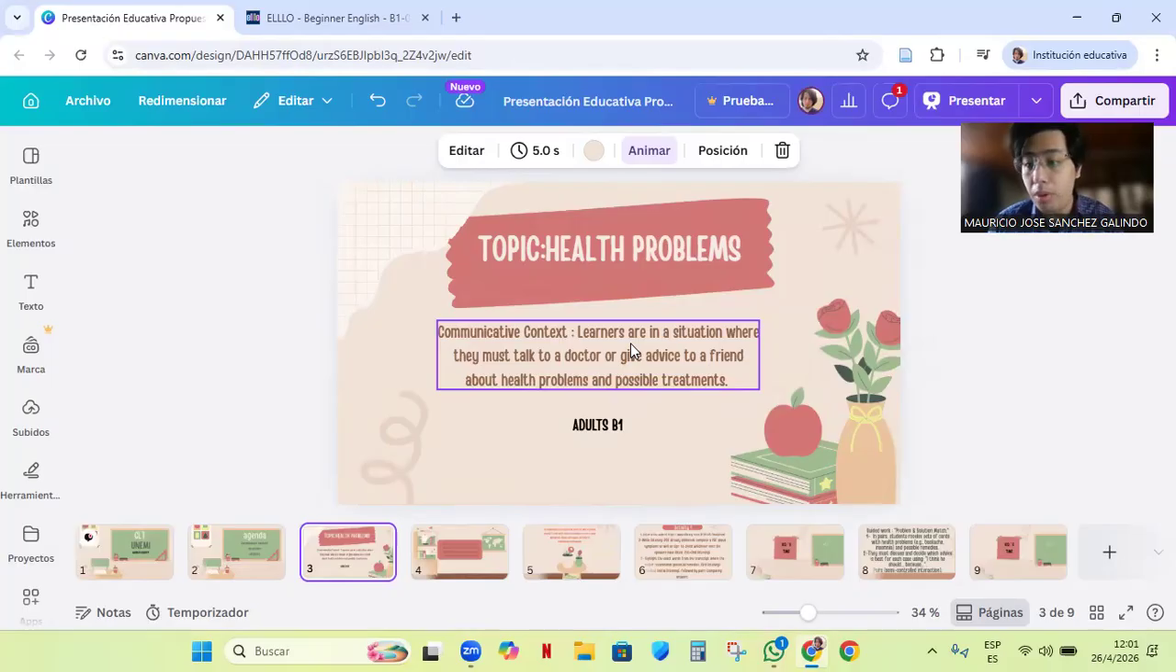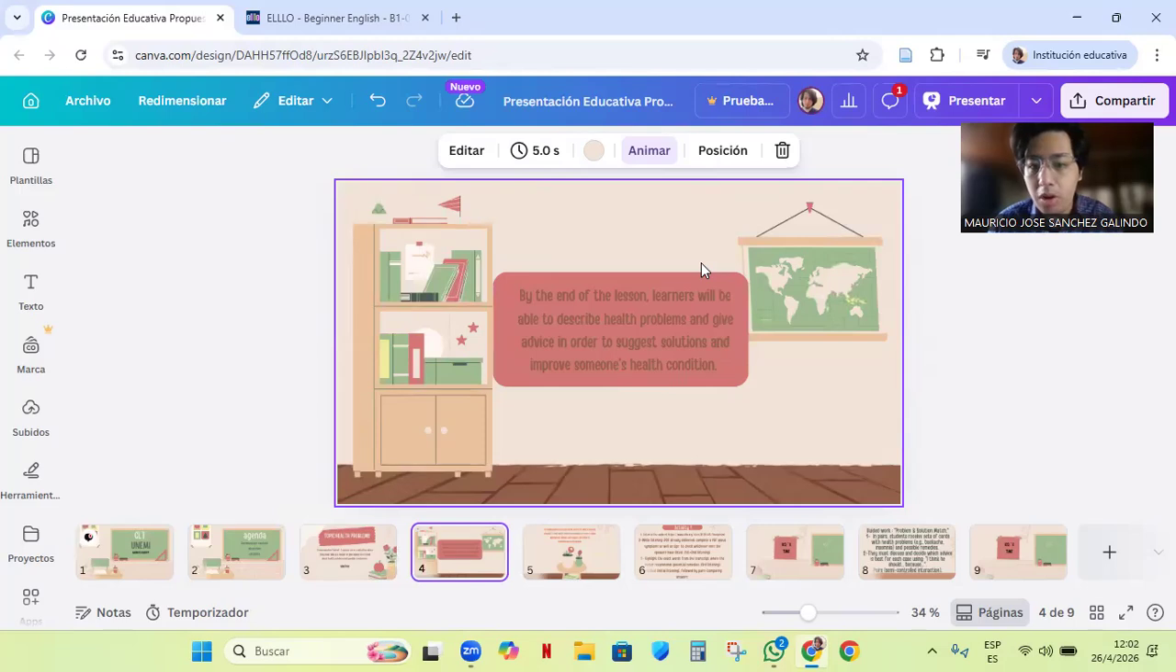The topic is health problems, and the communicative context is the following. Learners are in a situation where they must talk to a doctor to give advice to a friend about health problems and possible treatments. Basically, this is a class for adults with a level of B1. So let's start with the main objective, the communicative objective. By the end of this lesson, you as students will be able to describe health problems and get advice in order to suggest solutions and improve someone's health conditions.